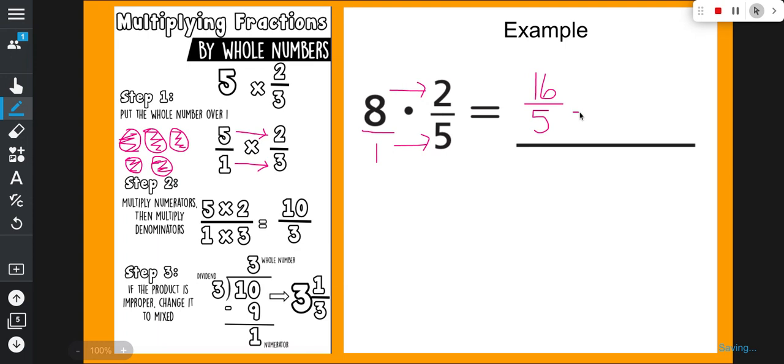We then convert our improper fraction to a mixed number. How many 5s go into 16? That would be 3. 3 times 5 is 15. So how many is left over out of the 16? That would be 1 out of the 5 on the bottom. So 3 1/5 would be our answer.